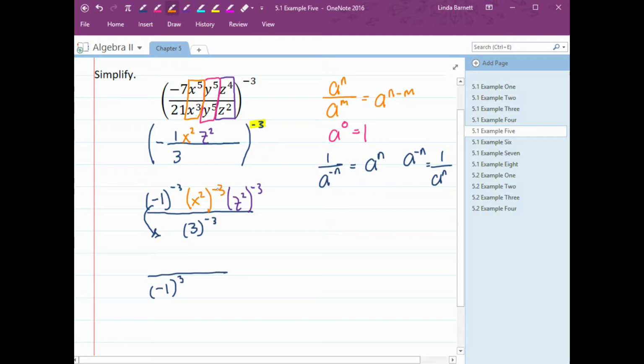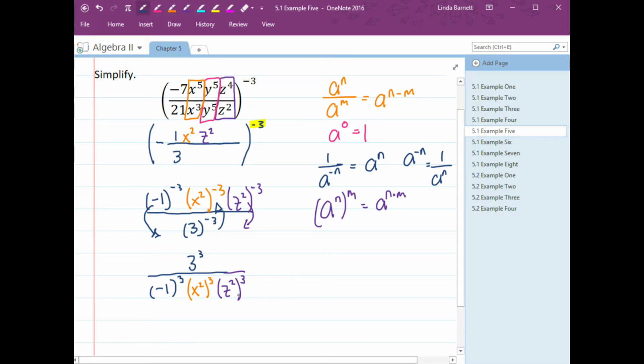The x squared to the negative 3 is going to be x squared to the positive 3, and z squared is also going to be to the positive 3, but again, these things are moving to the bottom of my fraction. And that 3 is going to move up, 3 to the positive 3. And now I'm going to deal with the power to a power, which means I'm going to use the rule that says a to the power of n raised to the power of m is going to be equal to a to the power of n times m. So I'm multiplying those two together.